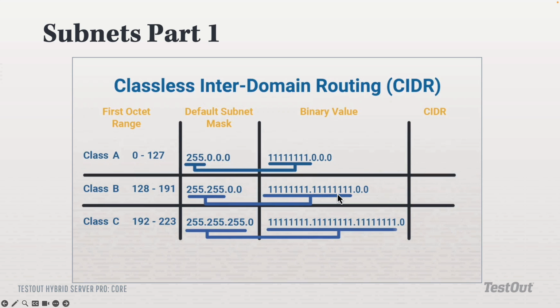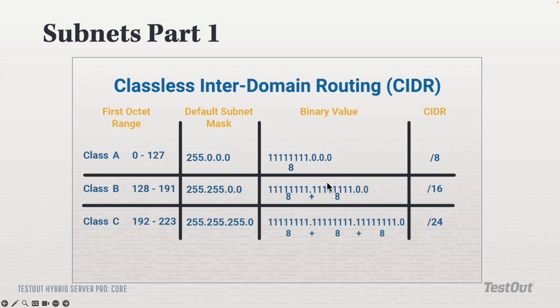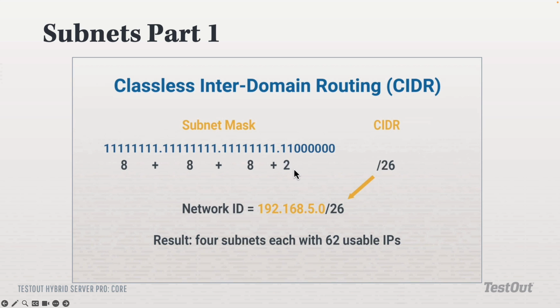8 plus 8 is what? So that's a /16. 8 plus 8 plus 8? 24. So that's our /24 in this case, okay? And that is our classless inter-domain routing. So that's just counting up the number of 1s that are in the subnet mask. So our example that we had earlier, 8 plus 8 plus 8 is 24, plus these 2 equals 26 total.